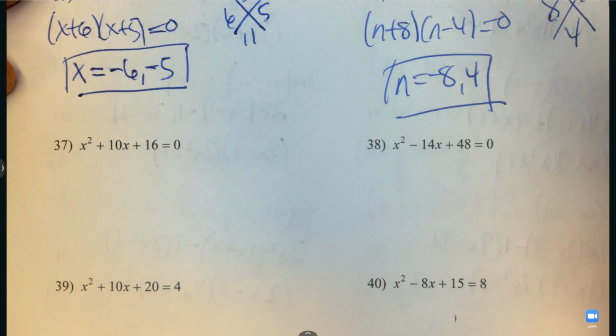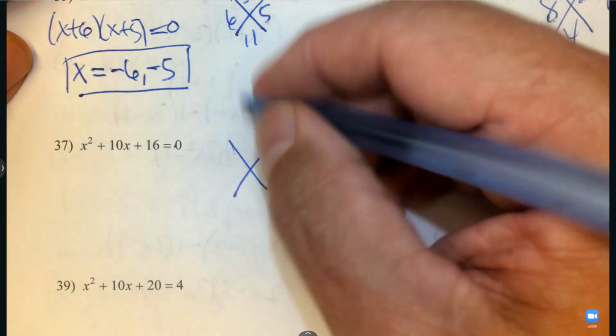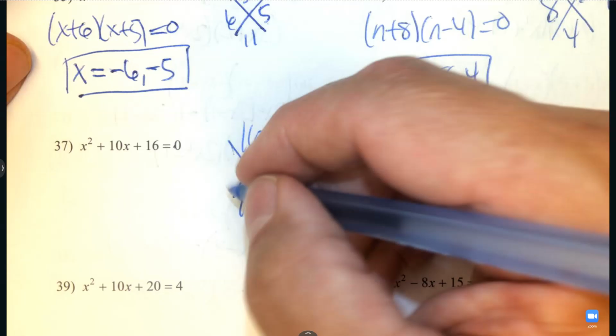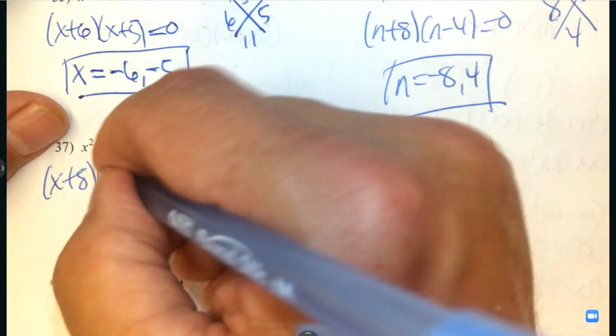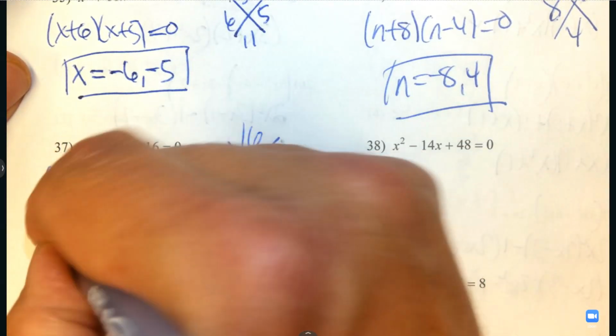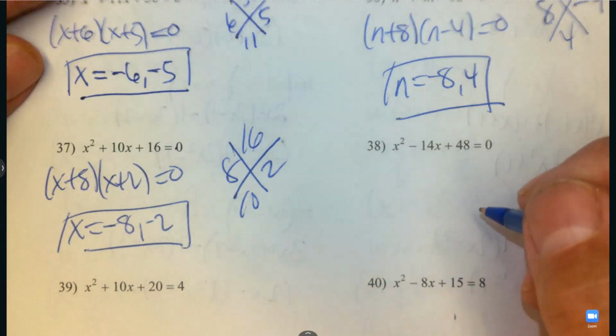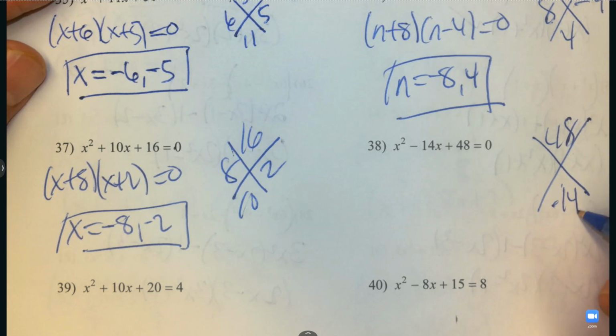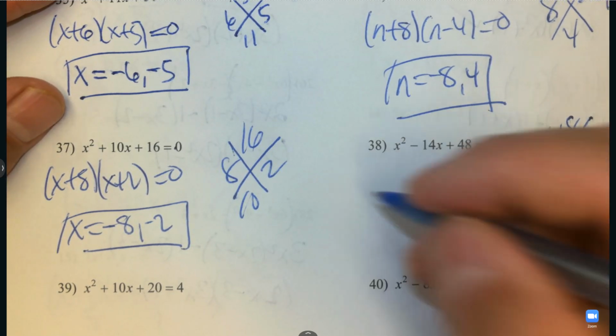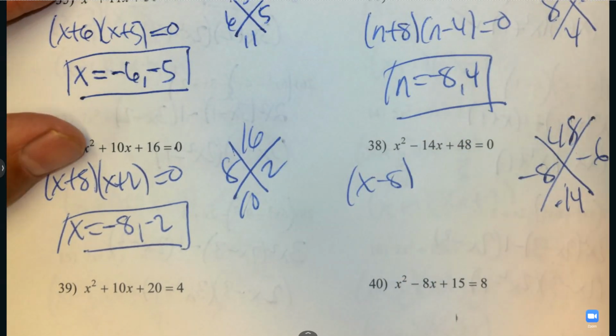Number 37, equal to 0. 16 and 10, factor it. Opposite, negative 8, negative 2. Again, 48 and negative 14. Press pause, try. What are the two numbers? And then it's the opposite that makes it 0.